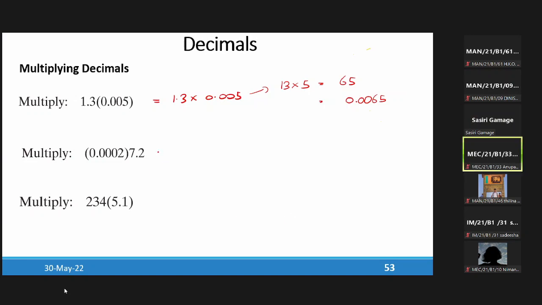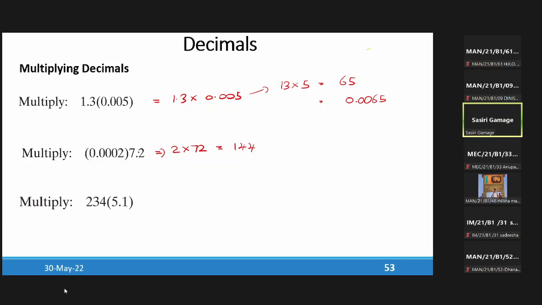Yes. 81. Yes, sir. Then this one, it is like 2 multiplied by 72. Then the answer, we know, is 145. Then how many decimal places are there? 1, 2, 3, 4, 5. 5 decimal places.